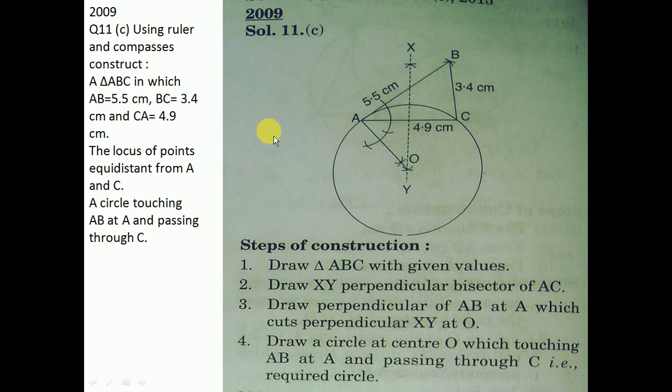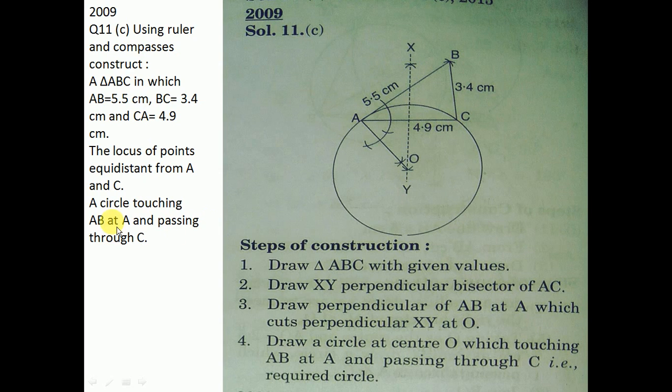Now, using ruler and compass, construct triangle ABC in which AB is 5.5 cm, BC is 3.4 cm and CA is 4.9 cm. The locus of points is from A and C. So let us take AC first. Then we will cut 5.5 from here and 3.4 from the other end. We got a triangle. Now bisect this side AC, giving the locus of points from A and C.